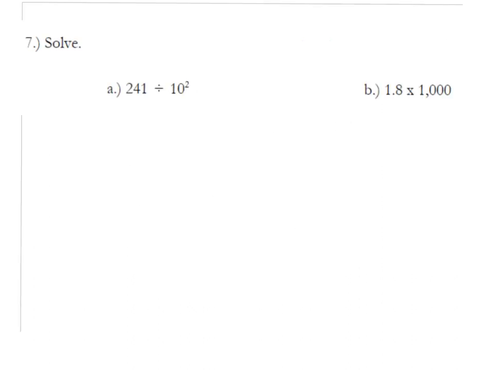All right, boys and girls, question number 7 asks us to do 2 things. We're going to first divide 241 by 10 to the 2nd power, and then B says 1 and 8/10 times 1,000. So I'd like you to see if you can pause the video right here, see if you can do this completely on your own, because we've done this quite a few times in class. So pause the video, try it on your own, and then see if you can check your work with me and see how you did.